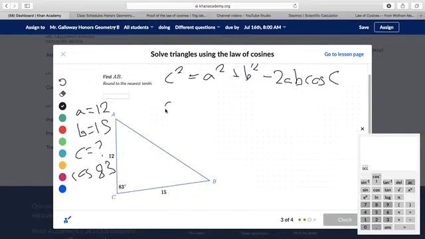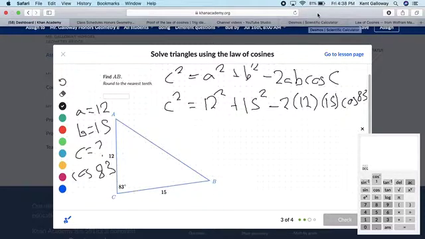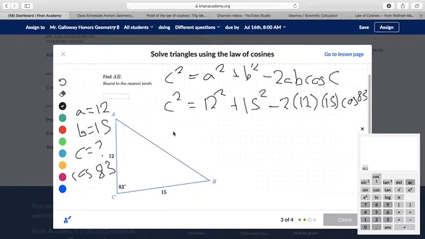So we have c squared. Can't do anything with that. We're trying to find that. A squared is going to be 12 squared plus 15 squared minus 2 times 12 times b, which is 15, times cosine 83. I'm going to put this whole thing in my calculator and see what I get. 12 squared, plus 15 squared. I don't want to do it in decimals because then I can't see it. Minus 2 times 12 times 15 times cosine 83.